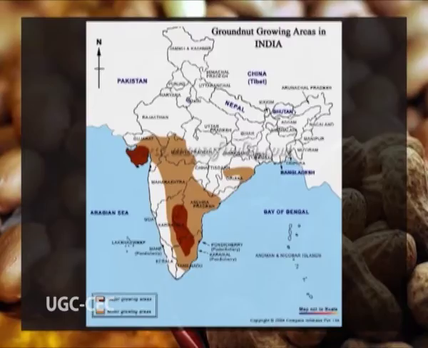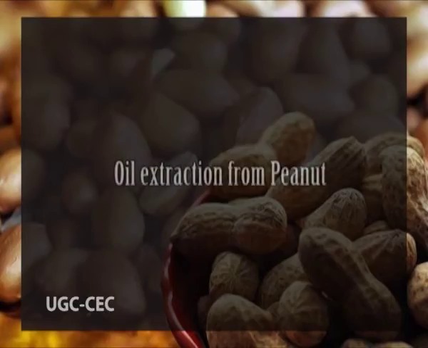70% of the area and 75% of the production are concentrated in the 4 states of Gujarat, Andhra Pradesh, Tamil Nadu and Karnataka. The average productivity of groundnut in India is about 1000 kilograms per hectare and has been stagnating for the last several years. Now we see oil extraction from peanuts.